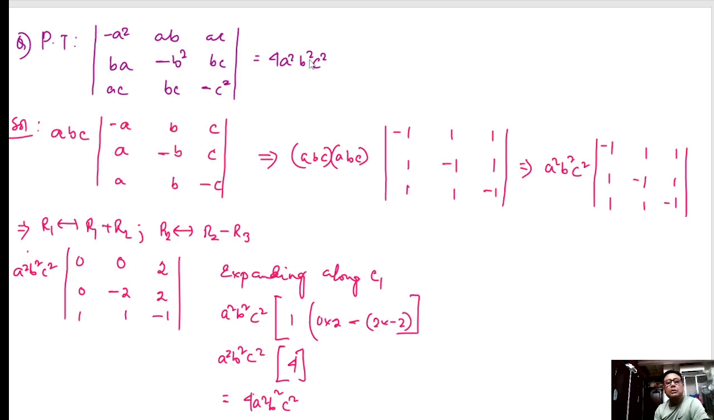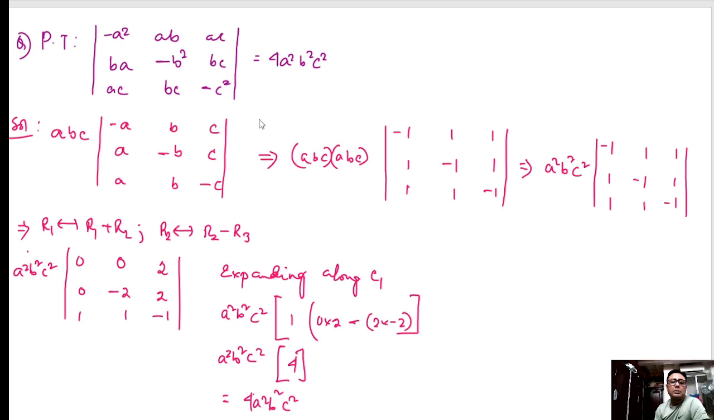Next, prove that this is equal to this. So first of all, what we are seeing here is we can take an a common from here, a common from here, a common from here, and here is that a. We can take a b common from here, b common from here, b common from here, and there is our b. We can take a c common from here, c common from here, c common from here, and that is our c.